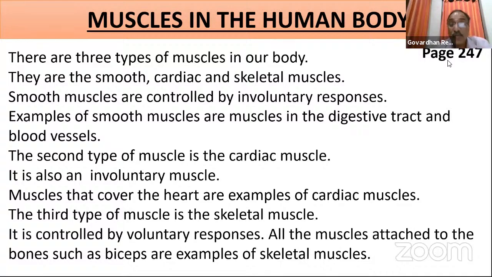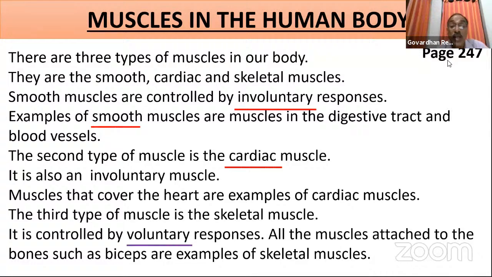These muscles are controlled by involuntary responses. What are those? Smooth muscles and cardiac muscles, these two are controlled by involuntary responses. Muscles that cover the heart are examples of cardiac muscles. The third type of muscle is the skeletal muscle. So he has talked about three types of muscles: smooth, cardiac, and skeletal. It is controlled by voluntary responses.